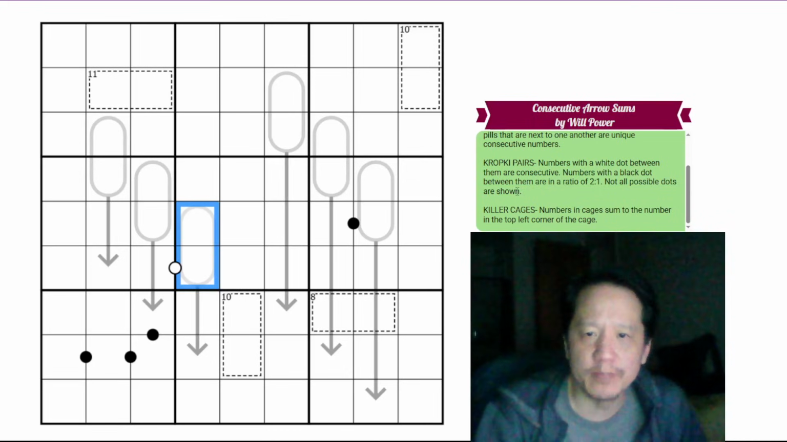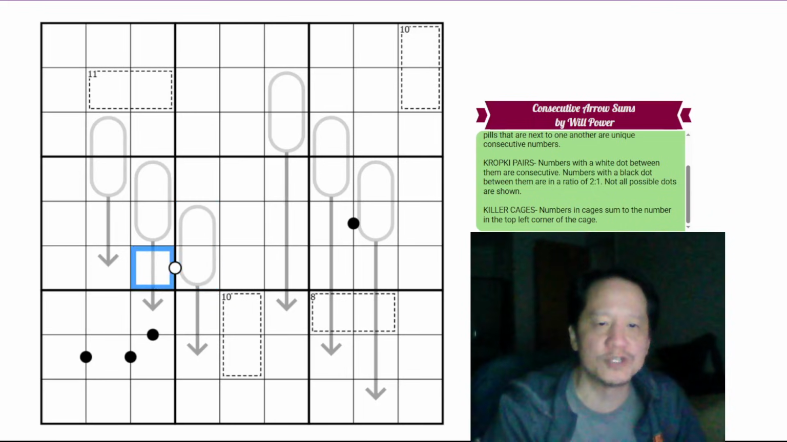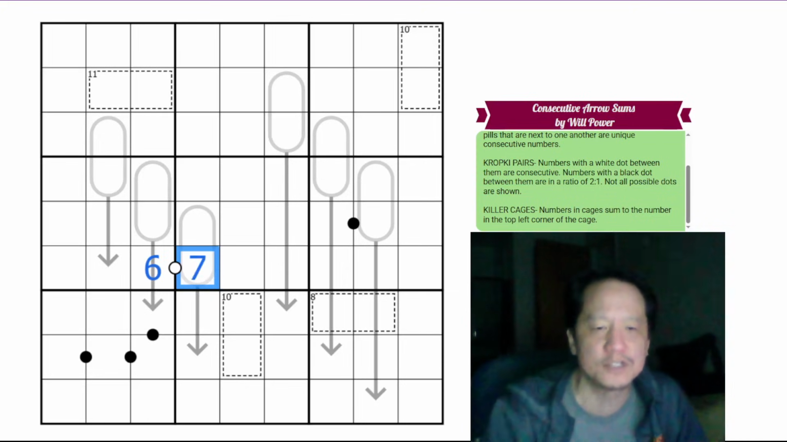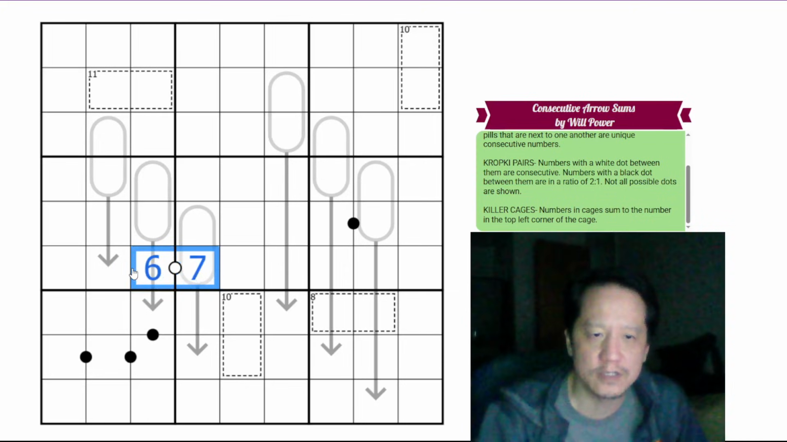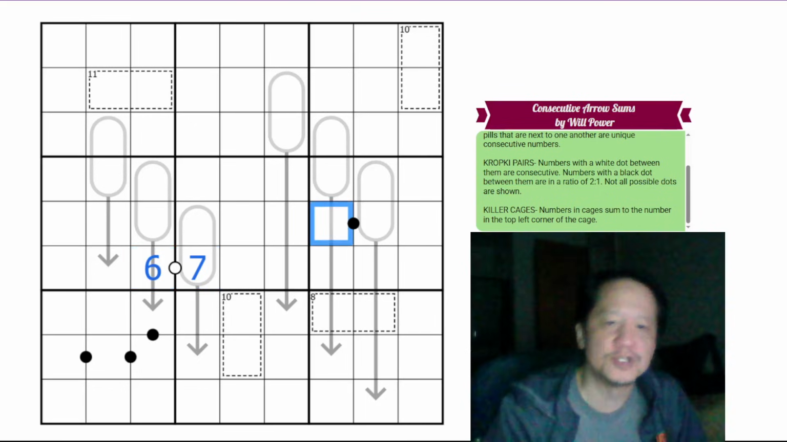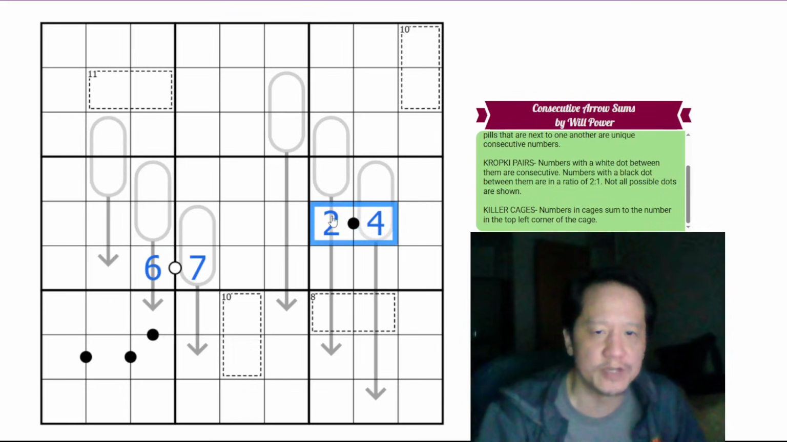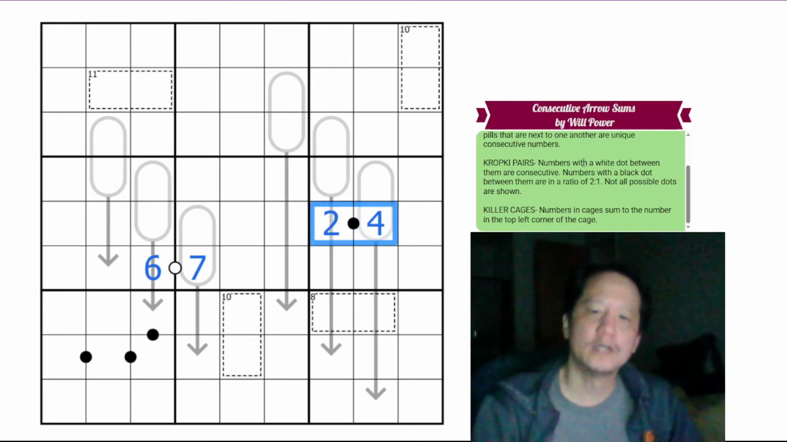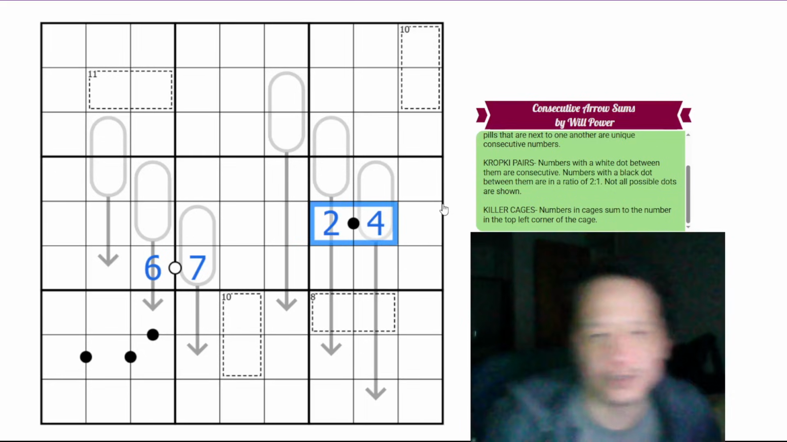We have Kropki pairs where numbers with a white dot between them are consecutive and numbers with a black dot between them are in a ratio of 2 to 1. Not all possible dots are necessarily shown. So for example, if this were say a 6, this would have to be 5 or 7 to make sure that these digits are consecutive. If this were say a 2, this would have to be 1 or 4 to maintain the 1 to 2 ratio that's between them. And those are examples of how Kropki pairs work.